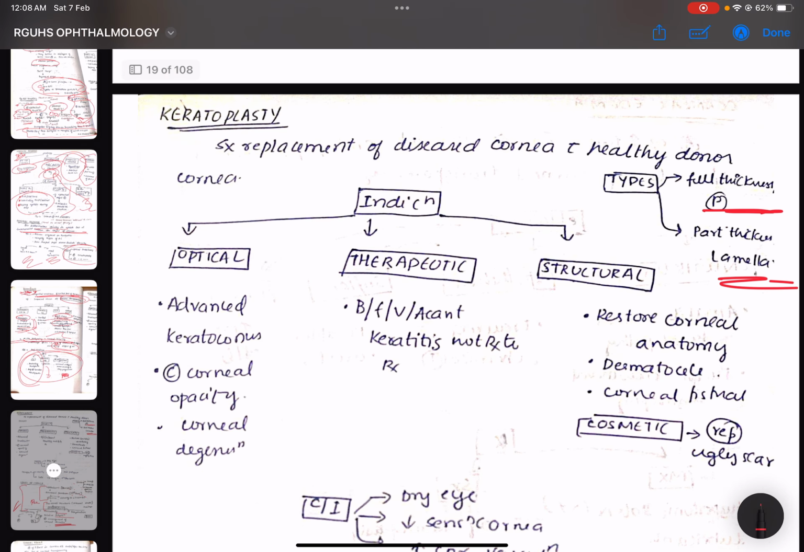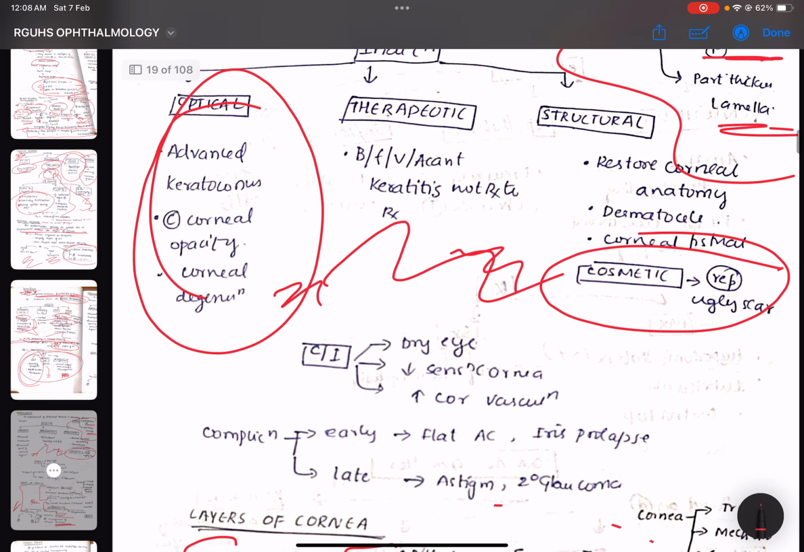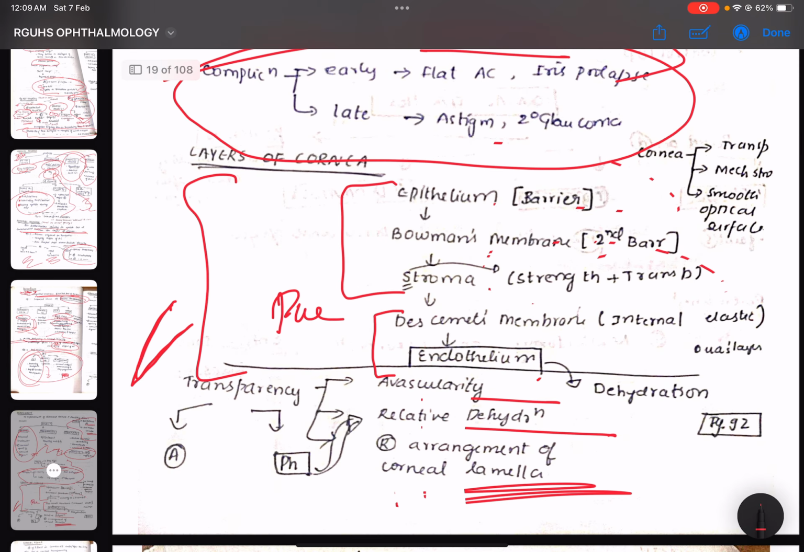Keratoplasty, I have discussed what the types are, and these are the indications. There might be a therapeutic indication or a structural indication. This is not done as much, but this is the major thing. And also optical indication. These are the contraindications. If there's corneal vascularization, obviously the function of the cornea is gone. And if there's no sensation of the cornea, what is the point of putting it? These are the contraindications, and these are the complications. The layers of the cornea, I've already discussed.